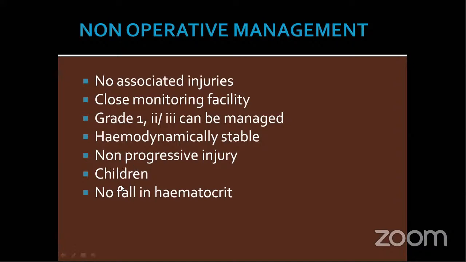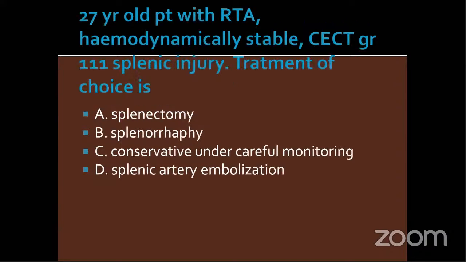And in case of children, try to preserve the spleen, because there will be overwhelming post-splenectomy infection, OPSI, which we will be dealing with shortly. OPSI will be very fatal in children. So try to conserve the spleen in children. And if there is no fall in the hematocrit, then also you can go for non-operative management.